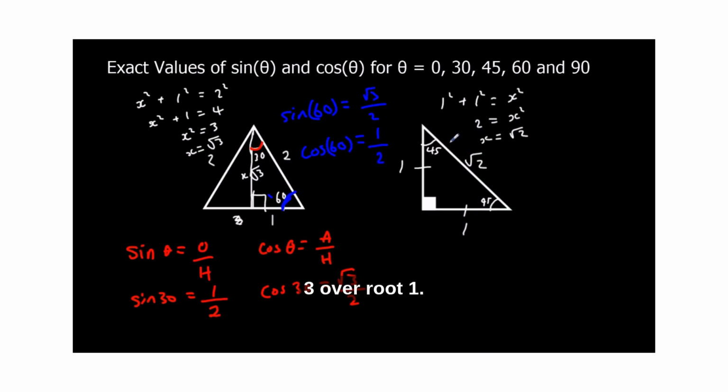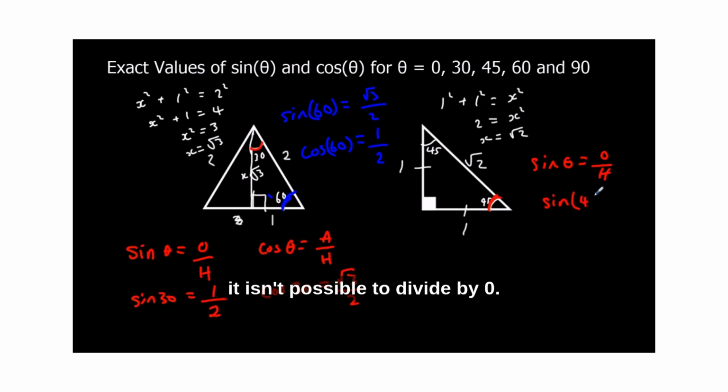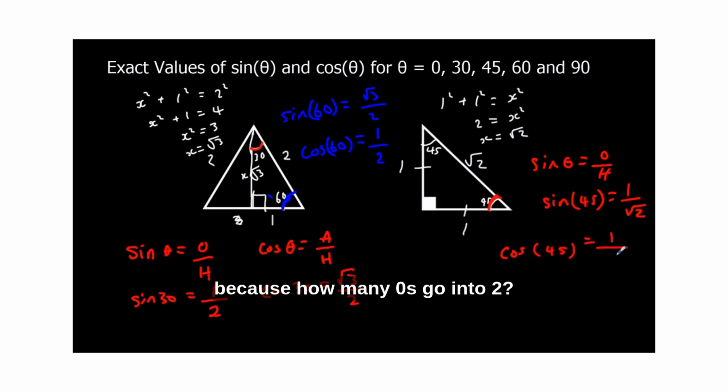To do the 45 ones, we look at this triangle. Again, sine theta is opposite over hypotenuse. So we pick one of these angles. Let's go here. Opposite is 1. So sine 45 equals 1 over hypotenuse, which is 1 over root 2. And cos 45 is adjacent over hypotenuse, so that's also 1 over root 2.